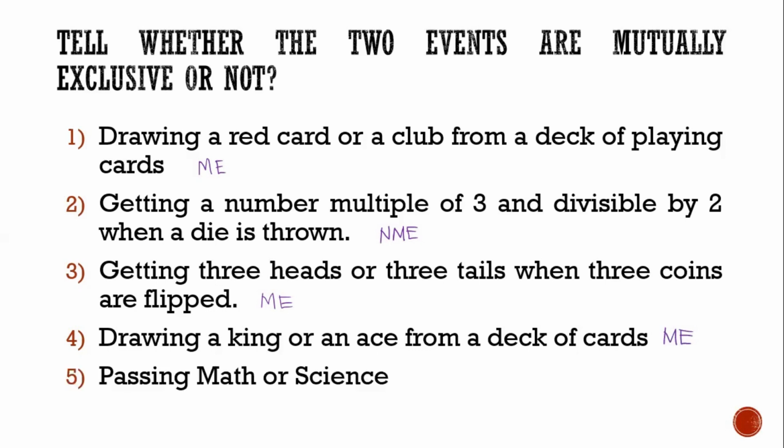Next, passing math or science. Can you pass both math and science? When it can happen at both, therefore, this one is what? Yes, you're correct. This one is not mutually exclusive, because it can happen at the same time that you pass math and pass science.